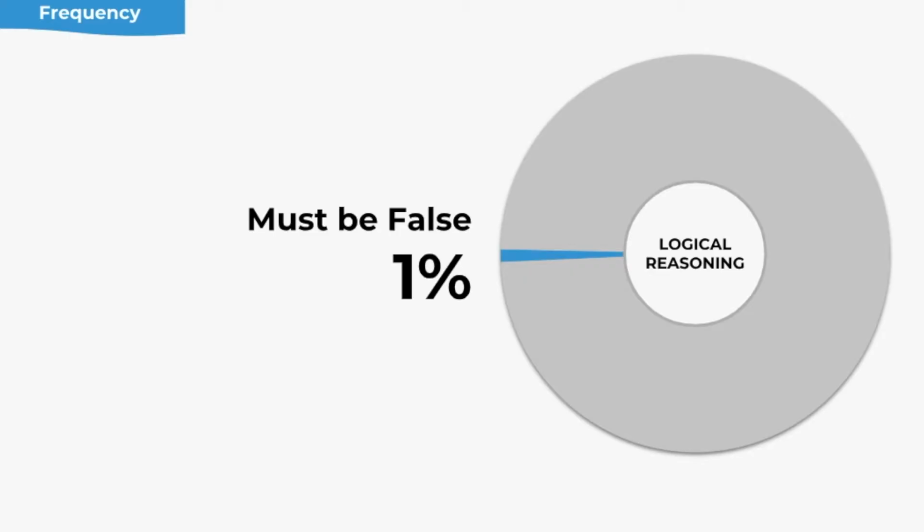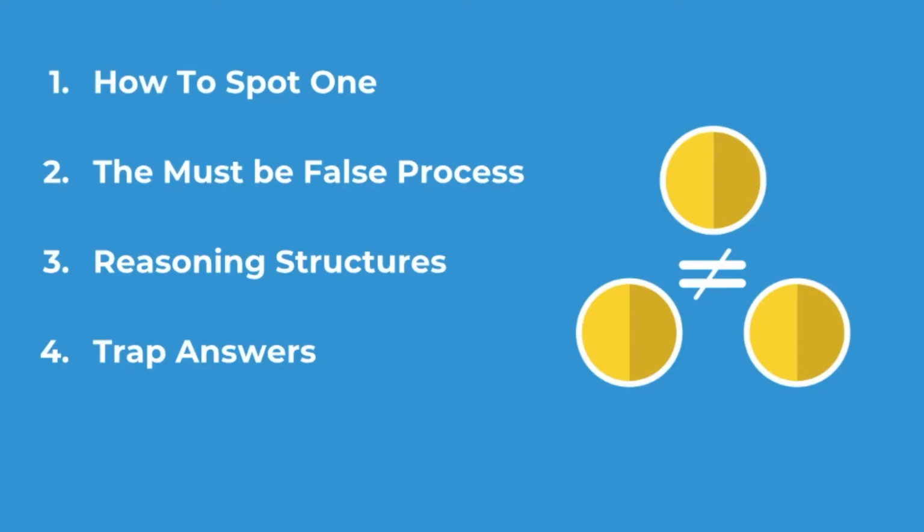While they're not a very common question type, only about 1% of all logical reasoning questions are must-be-false questions. They are a tricky question type, and one that, if you can add to your repertoire, is not that different from must-be-true questions. So in this lesson, we want to cover how to spot a must-be-false question, what the process is for approaching one, what the reasoning structures you want to pay attention to are, and how you want to use trap answers to make eliminations here.